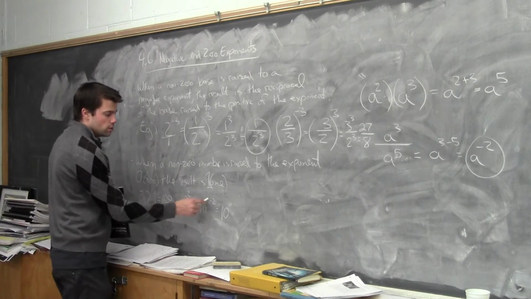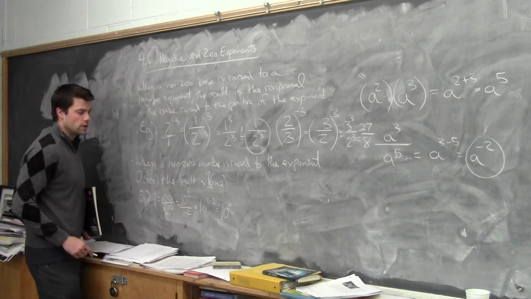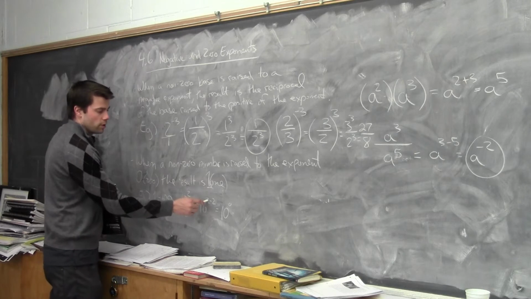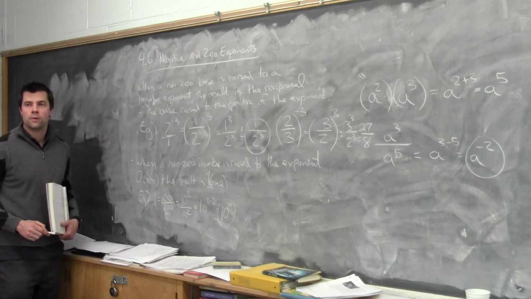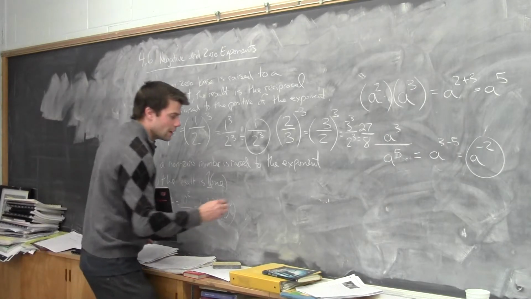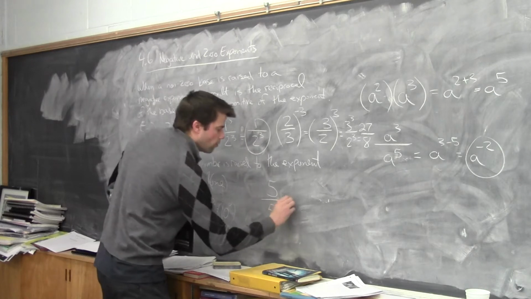So 10 to the 2 over 10 to the 2 is 10 to the exponent of 2 minus 2, which is 10 to the exponent of 0. Okay? And a simpler example, if you just think about it as 5 divided by 5, we know is 1, of course.